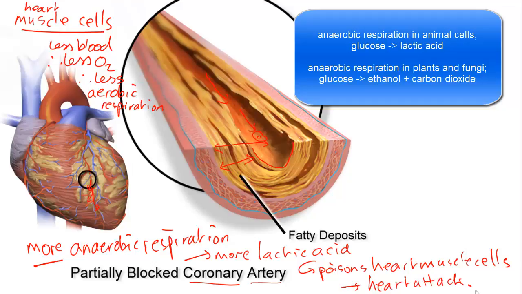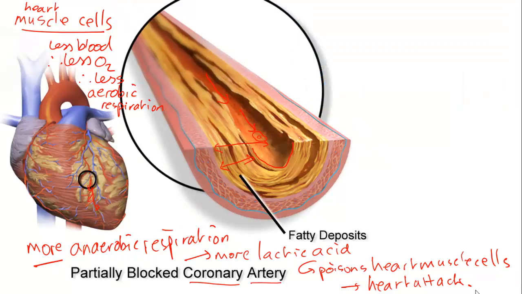So there's our procedure. Your lumen becomes narrower, you get less blood going to the heart muscle cells, therefore less oxygen, less aerobic respiration, more anaerobic respiration, more lactic acid, that poisons the heart muscle cells, and you have a heart attack.